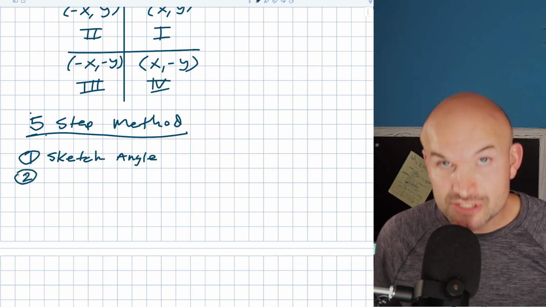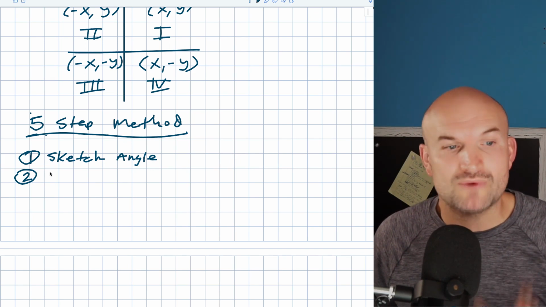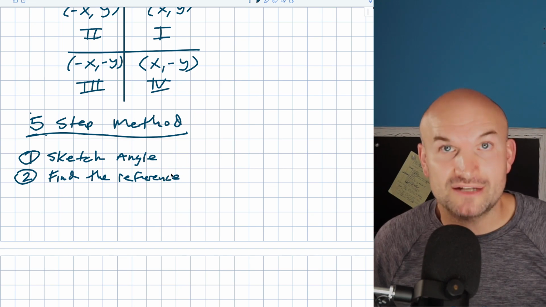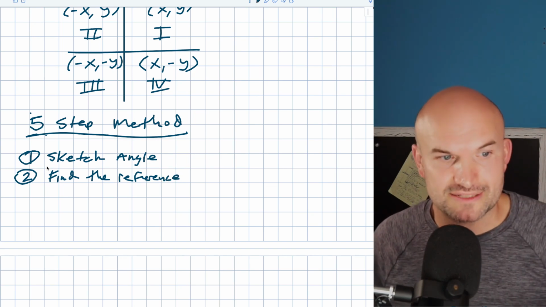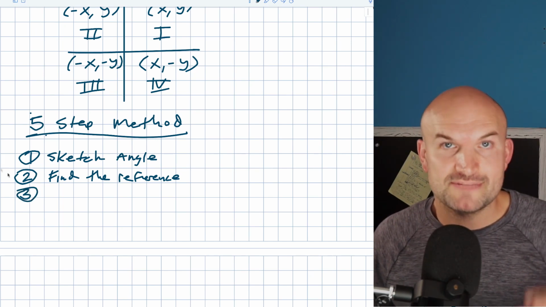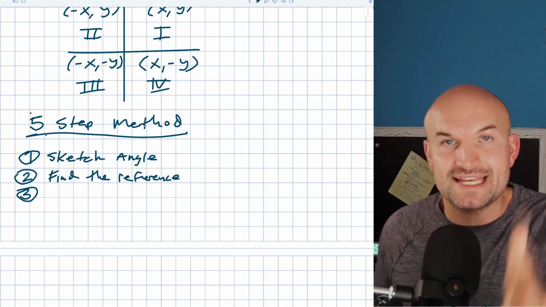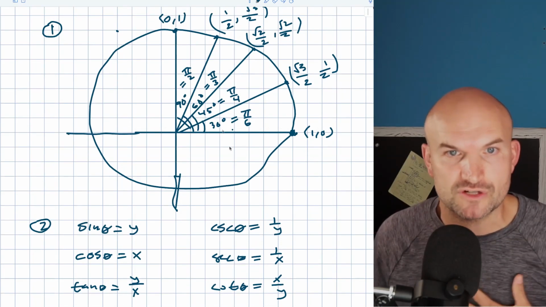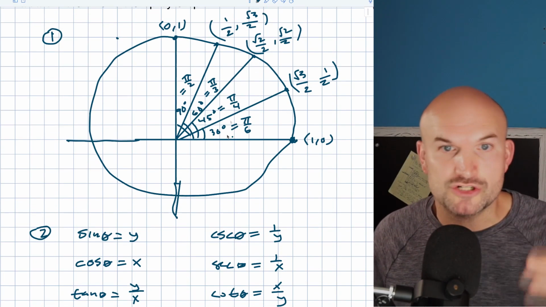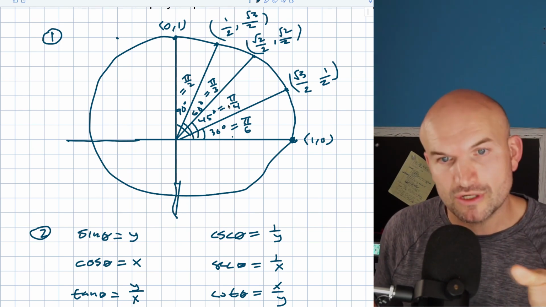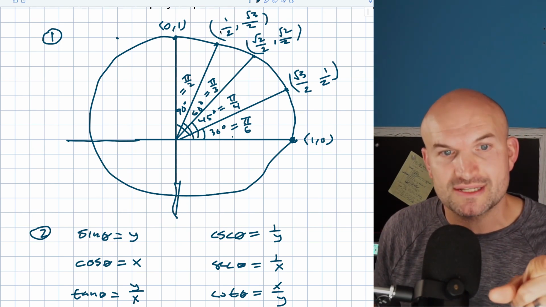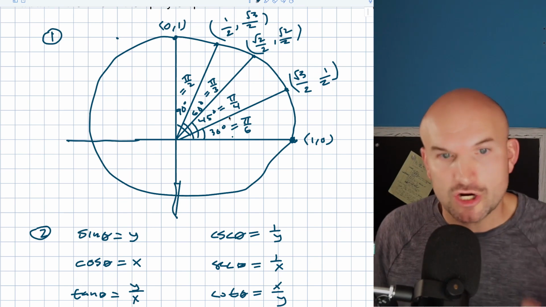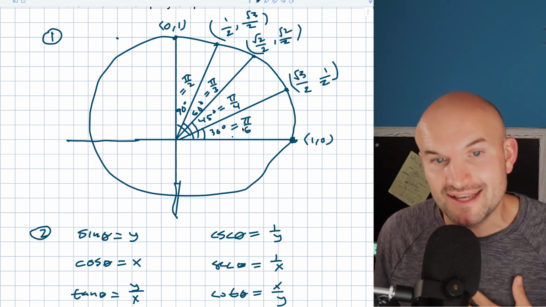Step number two, once you've sketched the angle, you need to find the reference angle. And again, remember, the reference angle is the distance from the terminal side to the x-axis. The reason why we want to find the reference angle is because we want to match the reference angle to our point in the first quadrant. So if we can evaluate our trigonometric function on the unit circle, then our reference angle is going to be one of these 3 points. It's either going to be pi over 3, pi over 4, or pi over 6, right? Because it has to be acute. It can't be any larger than that. So our reference angle is going to be one of these 3.